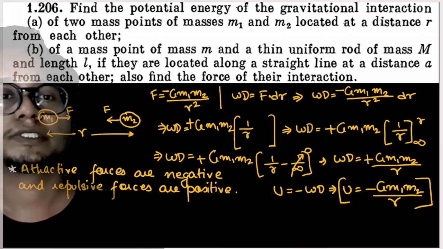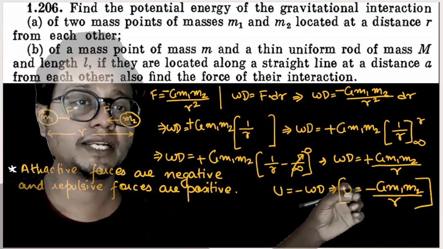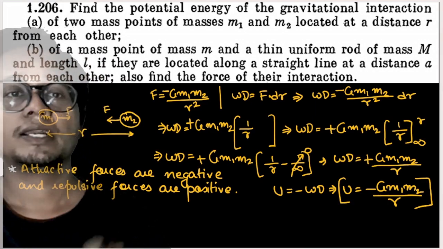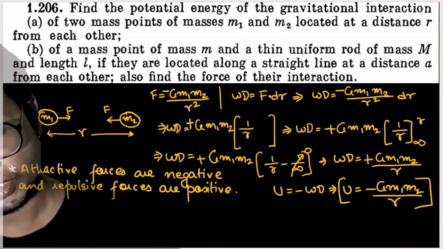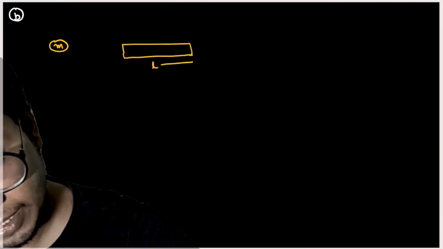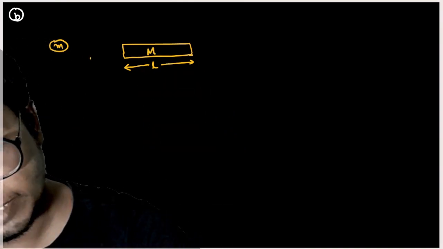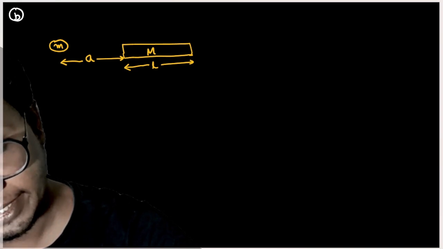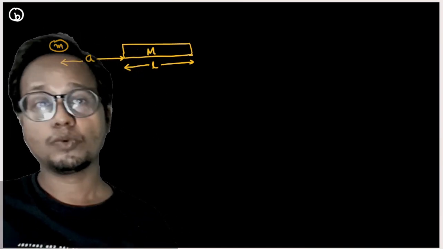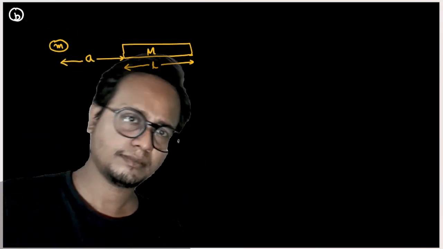Now, this was the question I was solving. Our potential energy between 2 points or 2 masses separated by distance r is nothing but minus G m1 m2 by r. Fair and fine. Now, part B of the question is asking: there is a mass m and a rod of length L, the mass of this rod is m. The distance between the mass and the start of the rod is a. We have to find out the force of interaction between these masses and the potential energy of the system.